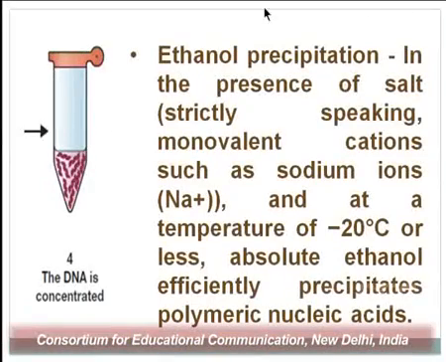The basic, very generalized mechanism to use is ethanol precipitation. In the presence of salt, strictly speaking a monovalent cation, whatever solution we get after purification, we add monovalent cations to it, such as sodium ion. So we add some sodium chloride solution to it, and then add 100% absolute alcohol and incubate it at -20 degrees Celsius for half an hour. After incubation at -20 degrees Celsius, absolute ethanol efficiently precipitates the polymeric nucleic acids.